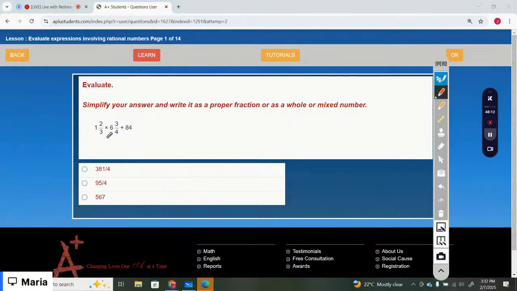Okay, let's just multiply them first. Convert them into improper fractions. 3 times 1 is 3, plus 2 is 5, so 5 over 3. 8 times 6 is 48, plus 3 is 51, so 51 over 8. Multiply them. 5 times 51 is 255 over 3 times 8 is 24.